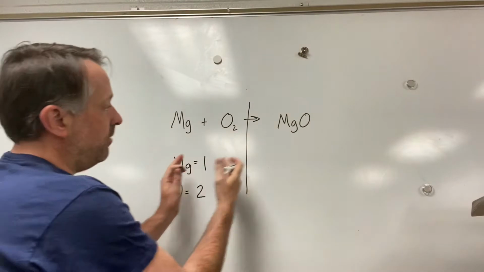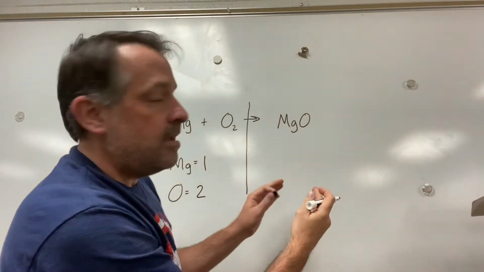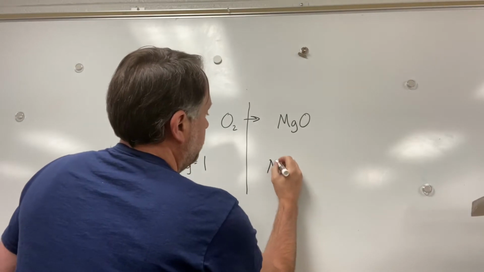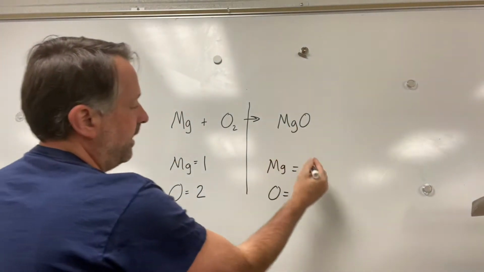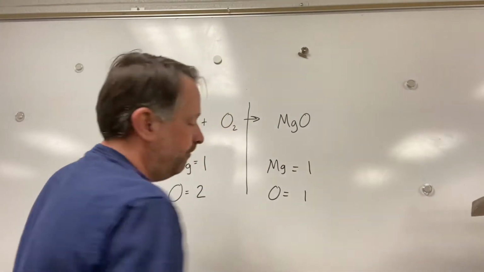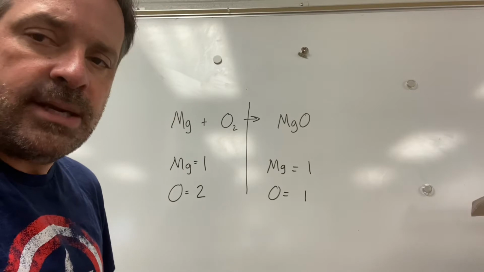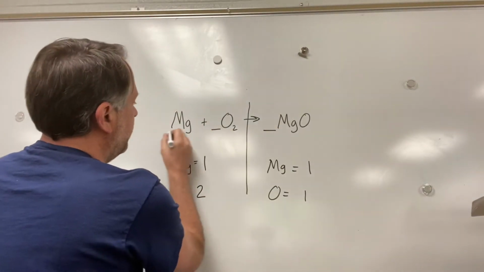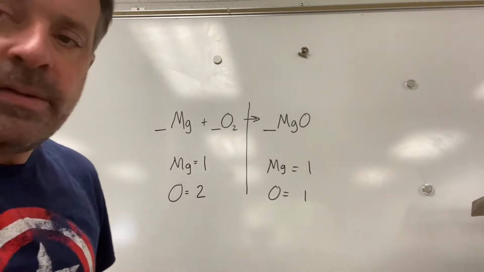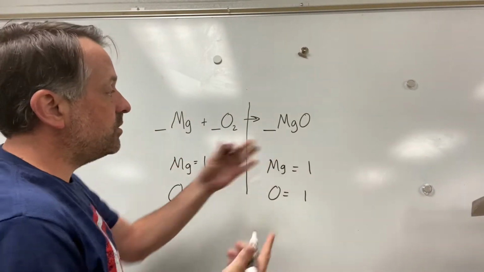Well, this side will have the exact same things as this side because of the conservation of mass. So we have Mg and we have O. And on this side, I have 1 and 1. So obviously that is not quite even. So the next thing I need to do is decide what can I put for my coefficients that's going to help me balance this out. So I know I have 2 oxygens here. I only have 1 here, so I'm going to start there.